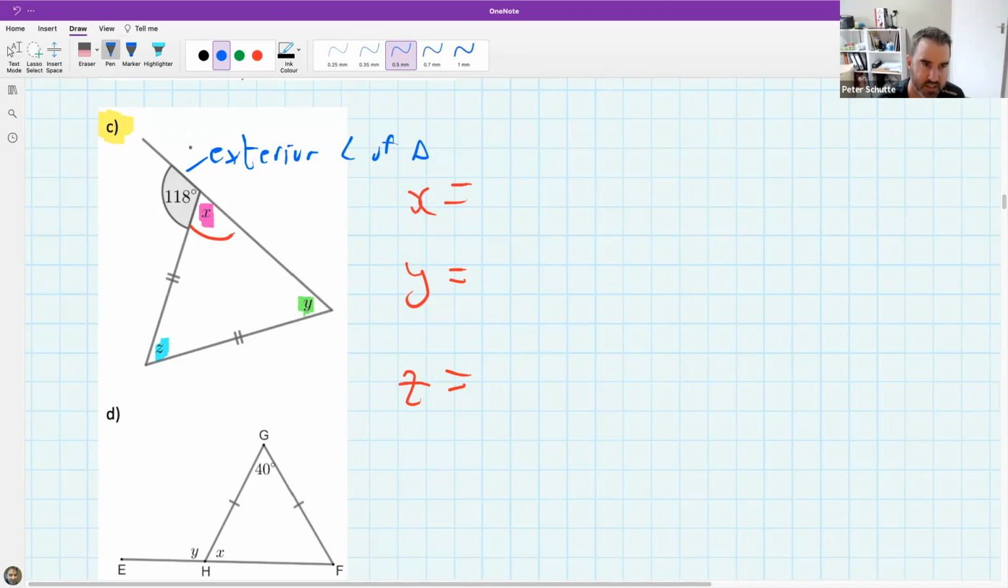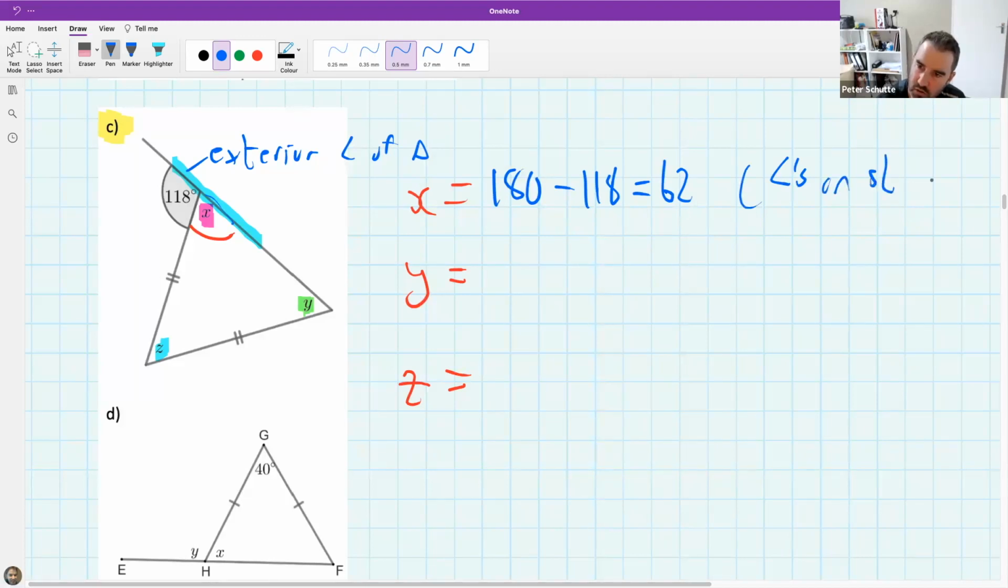So I think that I know that I have a straight line. Straight lines are a bit like triangles. All the angles on a straight line need to add up to 180. And so we'll go 180 minus 118 to get whatever X is, which is going to be 62. And we say angles on a straight line. Now, what is Y going to be? And what is Z going to be?